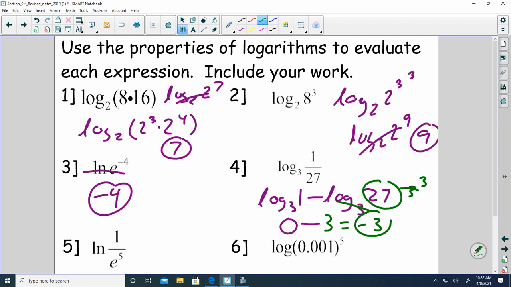Could we have done 1 over 27 as 3 to the -3? Perfect. And that totally would have worked. We could have turned 1 over 27 into 3 to the -3rd. It could have been 1 over 3 to the third. Move the 3 to the third up so the sign becomes negative. So I get 3 to the -3. Log base 3 of 3 to the -3 is -3, so the answer still works.